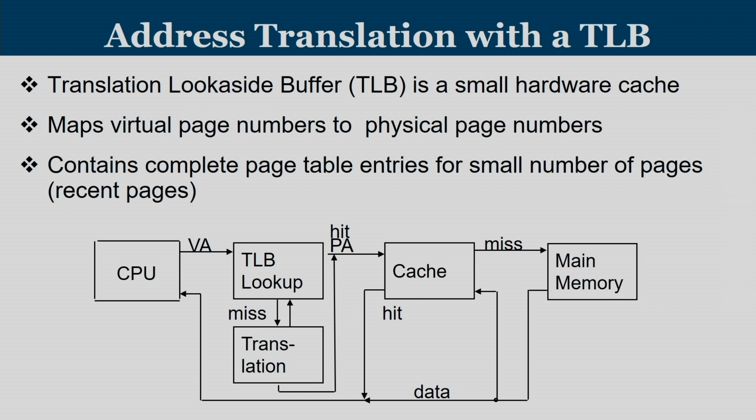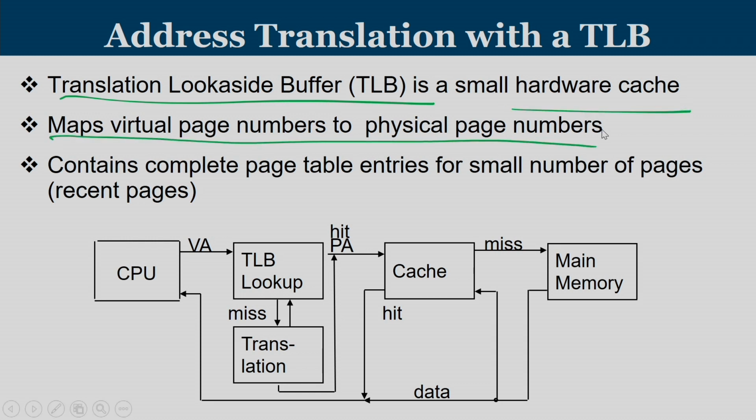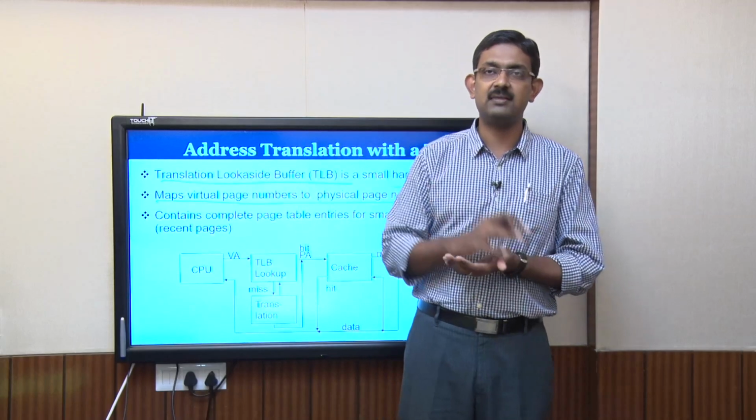Now how does address translation happen with the TLB? The TLB, which is called the translation look aside buffer, is a small hardware cache. It maps virtual page numbers to physical page numbers. We have seen a page table. Every process has its own page table. Once the virtual address comes, you index into the page table. If the valid bit is 1, it tells that for that particular logical page number, there exists a physical frame number. Once you get the physical frame number, go to the corresponding page and get things done.